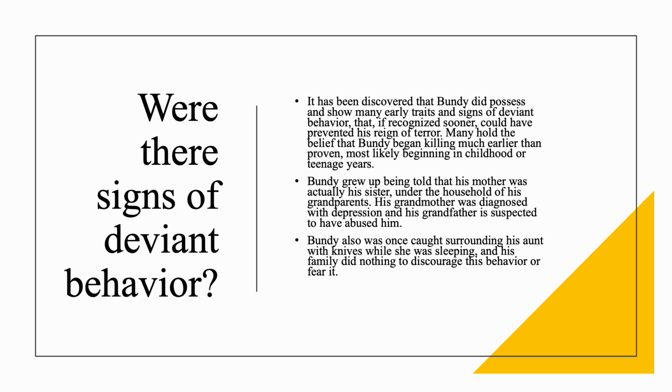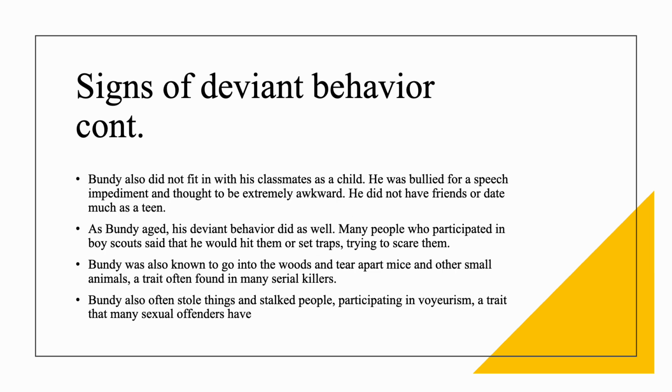His grandmother was diagnosed with depression, and his grandfather is suspected to have abused him, which led to much childhood trauma. Bundy also was once caught surrounding his aunt with knives while she was sleeping, and his family did nothing to discourage his behavior or fear it. Continuing on, Bundy did not fit in with his classmates as a child. He was often bullied for a speech impediment and thought to be very awkward. He didn't have many friends or date much as a teen.